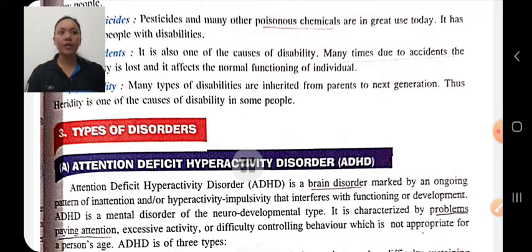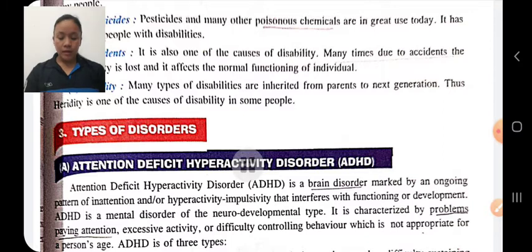For example, if a person has an eye disability, then he can't see. Therefore, his daily life is affected. And disability can't be cured.